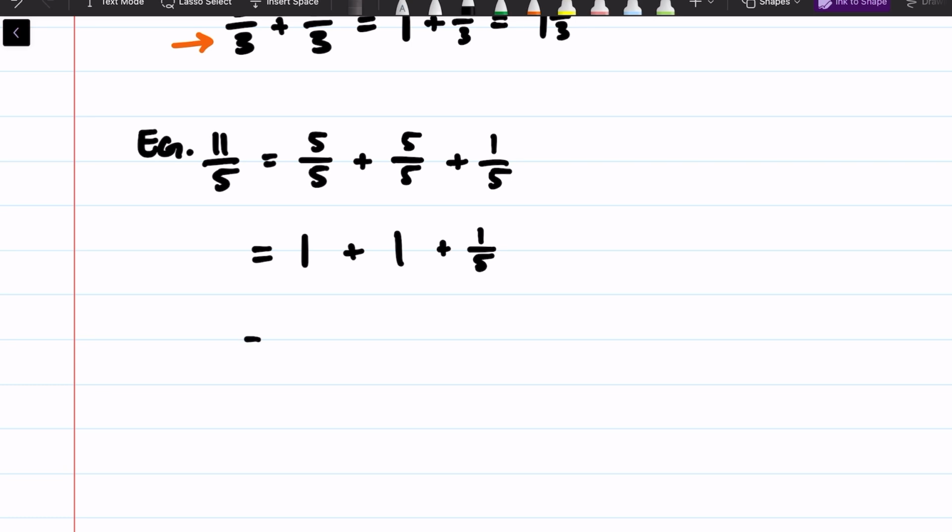Now, what does this become then? You guys know how to add whole numbers. You know that if I add 1 plus 1, then that's going to be 2. So now I'm left with 2 plus 1 over 5. And with that, I should have the final answer of 2 and 1/5. Okay, so that is me turning an improper fraction into a mixed number.